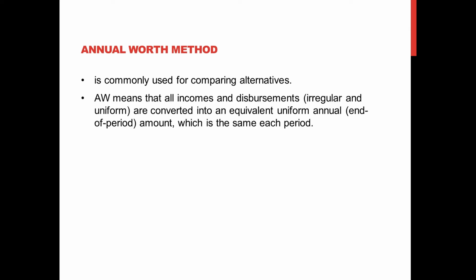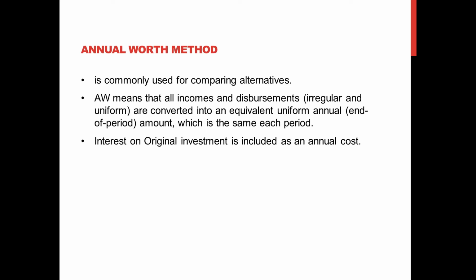So next basic method is the annual worth method. This is commonly used for comparing alternatives. Annual worth means that all incomes and disbursements, whether irregular or uniform, are converted into an equivalent uniform annual end of period amount, which is the same each period.